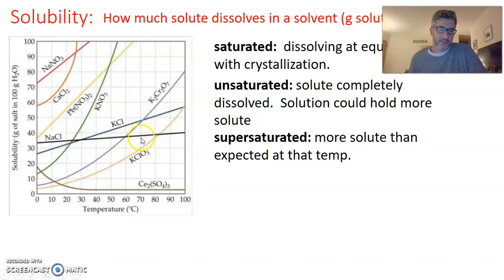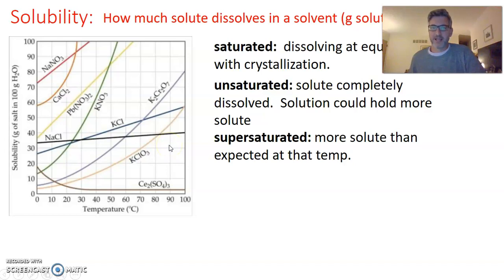So if we think about it in terms of our graph, let's just stick with the black line here, sodium chloride, and let's say we're at 90 degrees. If I only have 30 grams of table salt dissolved in 100 grams of water at 90 degrees, well, that's under the line, so that's unsaturated. If I have 40, then that's saturated. If I have managed to dissolve more than 40, so in other words, it's not sitting at the bottom of the beaker, but it's fully dissolved, more than 40 at 90 degrees Celsius, so I'm above the line. That would be a supersaturated solution.